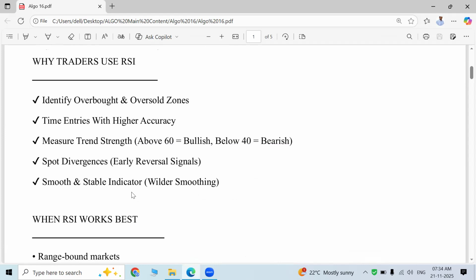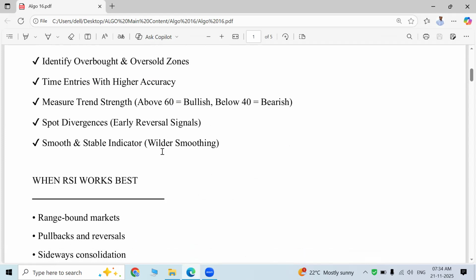Now, why do many traders like RSI? There's a reason behind it. It identifies two different zones: one is a buying zone, one is a selling zone. So if it's overbought, you can sell it, and if it's oversold, you can buy it. That's the main interesting part. Next, you can time your entry. In the market, the timing of entry is very important. So that means you can time your entry in a very logical way using RSI.